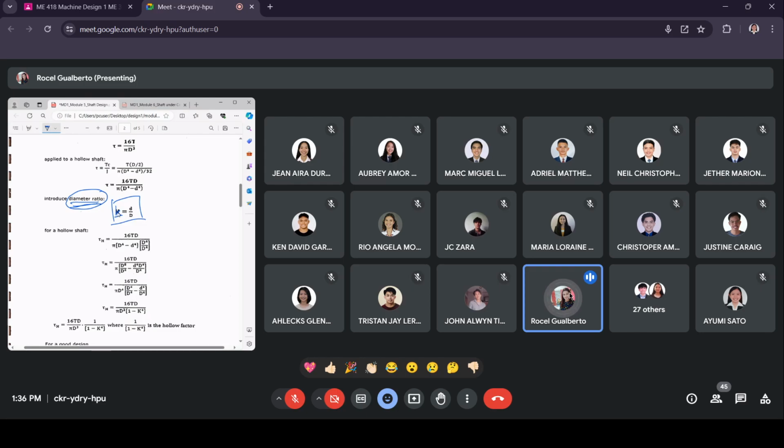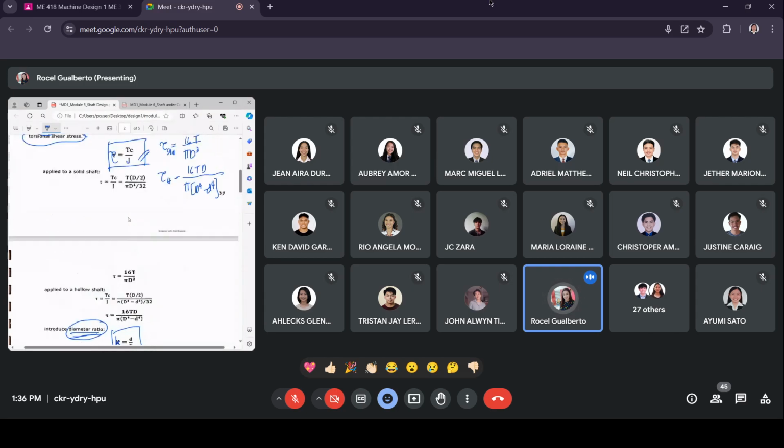the K that we used on other topics. On other topics, we make use of K also for the least radius of gyration, that is on our compression member. But here, the K value refers to the diameter ratio, which is the ratio of the inside over the outside diameter. So let us introduce this diameter ratio in our solution.